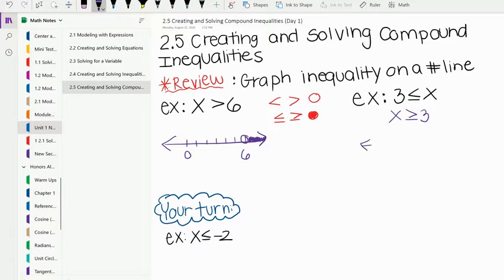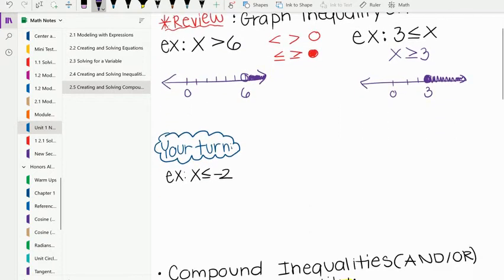So again, draw your number line. I have 0, 1, 2, 3. I'm going to use a closed dot, which represents that the answer includes 3. And then I want to shade everything that's greater than 3, which would be everything to the right. Okay, so the next one is a your turn problem. Go ahead and pause it and try it on your own. Then I will go over it.